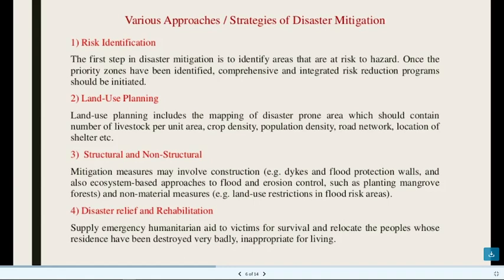The third one is structural and non-structural. Mitigation measures may involve construction like dikes, flood protection walls, and also an ecosystem-based approach to flood and erosion control. These are ways of mitigating the problem, and it varies with the types of disaster that they are trying to prepare for. So there are various ways to mitigate different types of possible disaster, like dikes and flood protection walls.